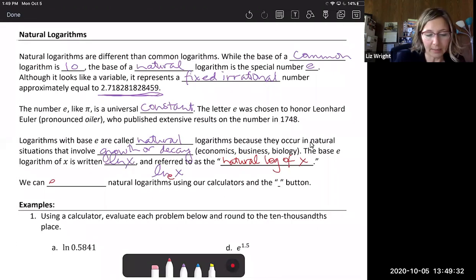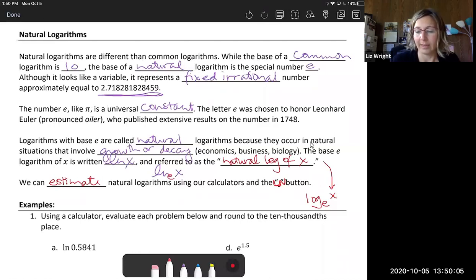We can estimate natural logarithms using our calculator and the ln button. So the natural log button. I want to point out too, you can also definitely use the log button, because you can take the log of any base, right? If we had log base E, you would have to do log of E.